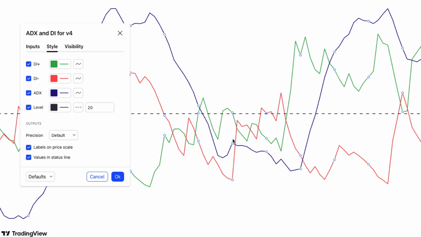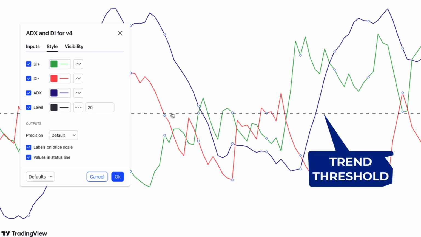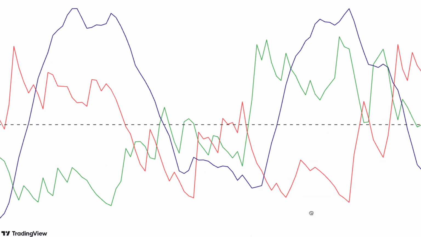This green line represents the DI+, and it's used to identify bullish trends whenever it goes above this red line. Speaking of the red line, it is known as the DI- and it helps in identifying bearish trends whenever it goes above the green line. This dark blue line is called the ADX. This horizontal level right here serves as the trend threshold.